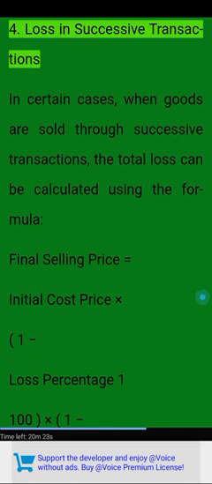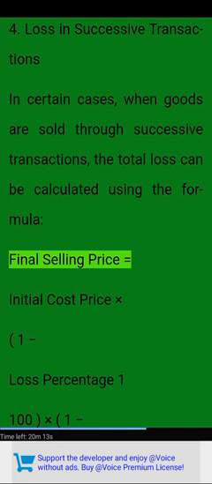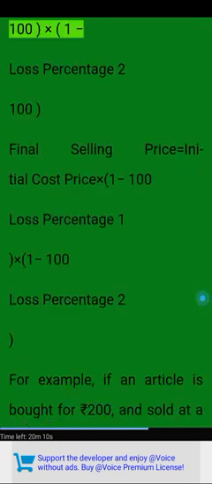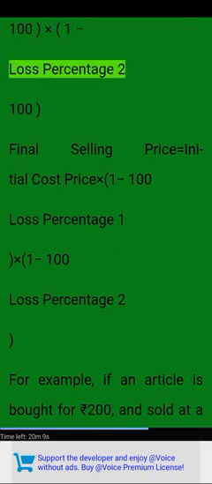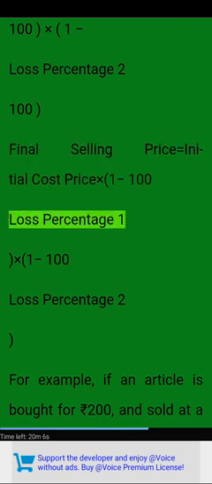4. Loss in successive transactions. In certain cases, when goods are sold through successive transactions, the total loss can be calculated using the formula: final selling price equals initial cost price times (1 minus loss percentage 1 over 100) times (1 minus loss percentage 2 over 100).